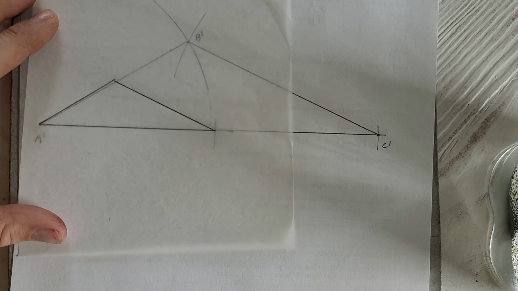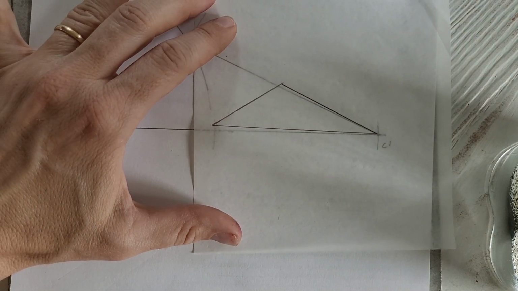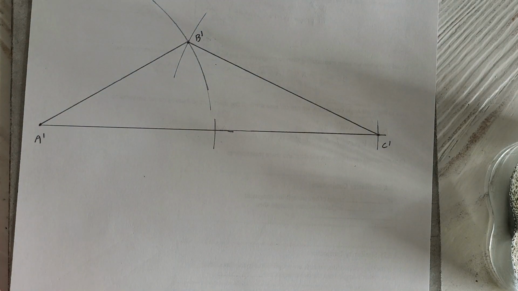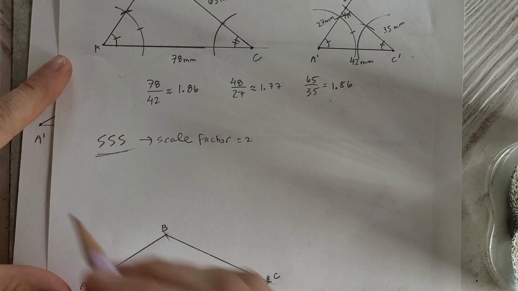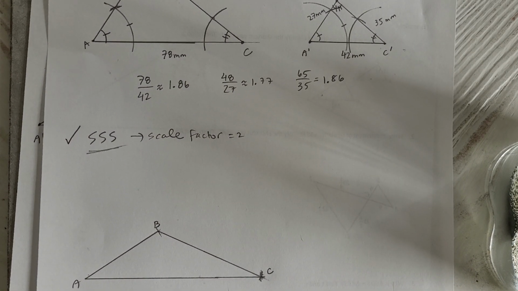Yes. Is angle A prime congruent to angle A? Yes. Is angle C prime congruent to angle C? Yes. Do I have similar triangles? Yes. Okay. And so then our last one is side angle side.